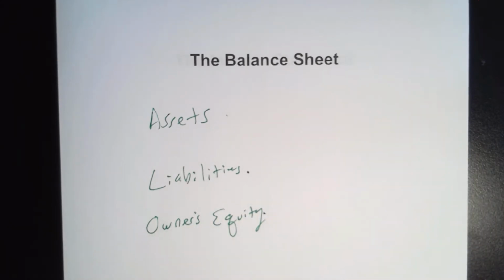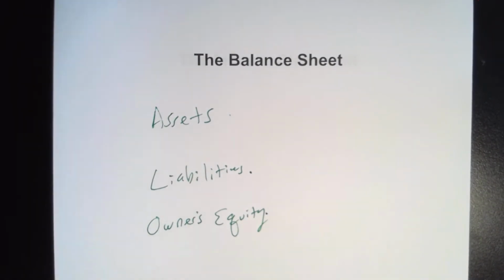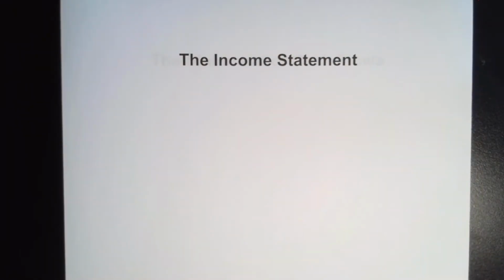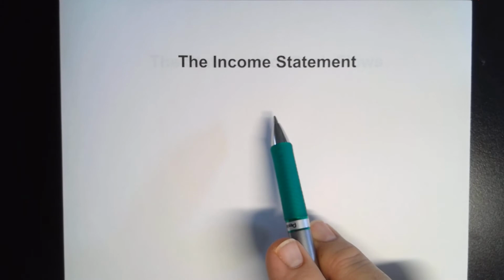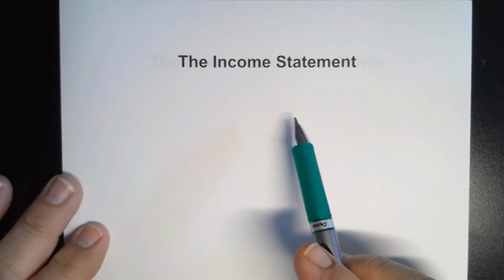The next statement is the income statement. I do want to point out the balance sheet must balance, that's hence its name. But the next one we're going to talk about is the income statement. I like to describe this one as a movie. It shows revenues and expenses over a particular period of time, such as a year.